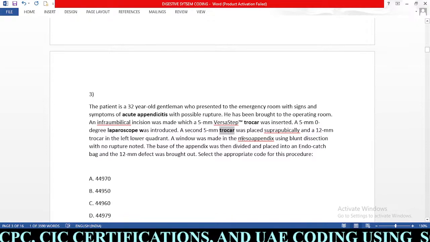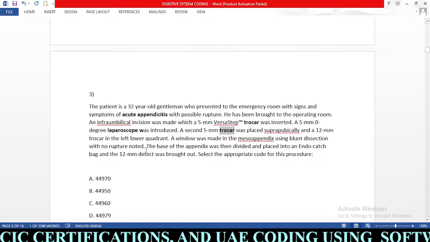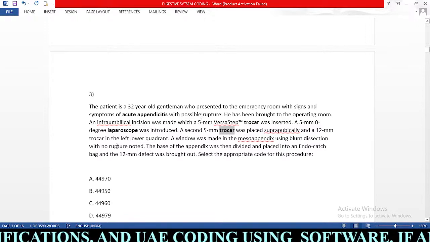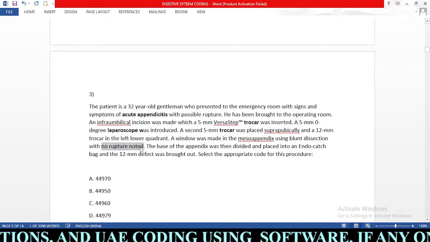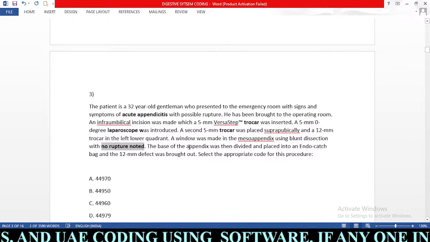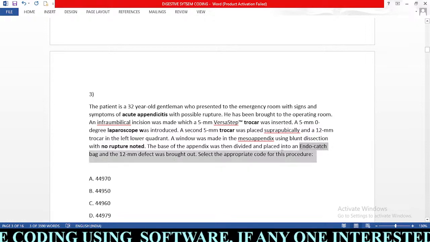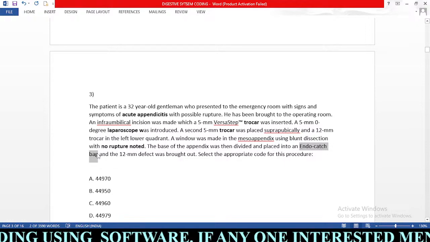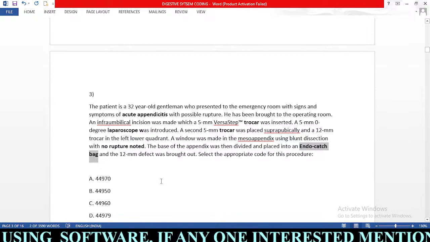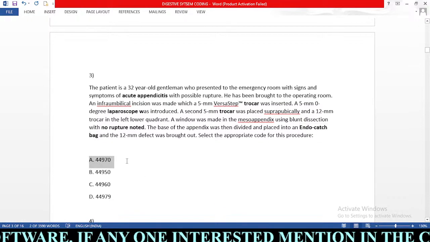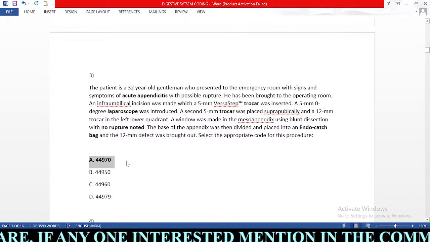and the window was made in the mesoappendix using blunt dissection with no rupture noted. So possible rupture, there is no rupture here. So we can't code a rupture code here. The base of the appendix was then divided and placed into the endo catch bag. So with this, the physician removed the appendix. So our answer is 44970.